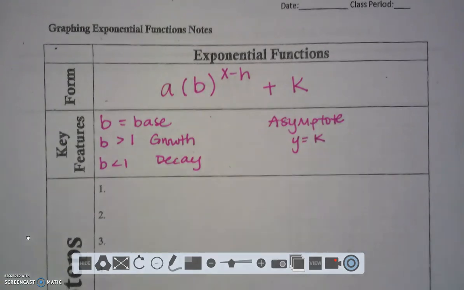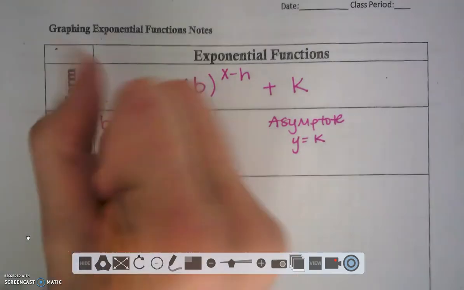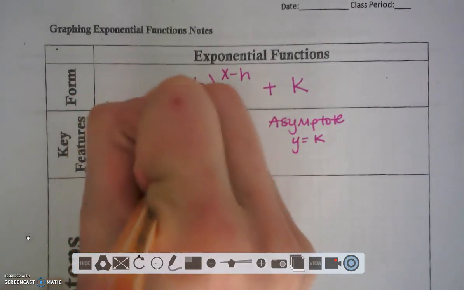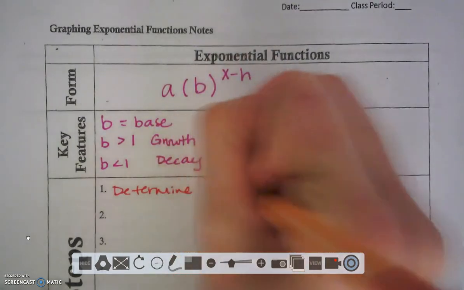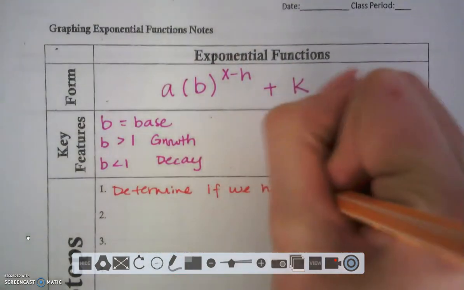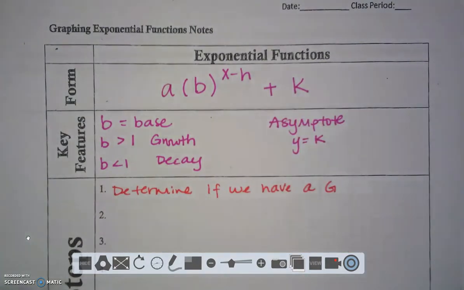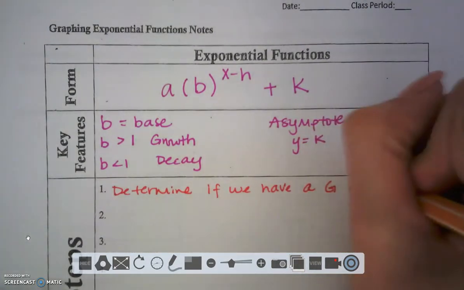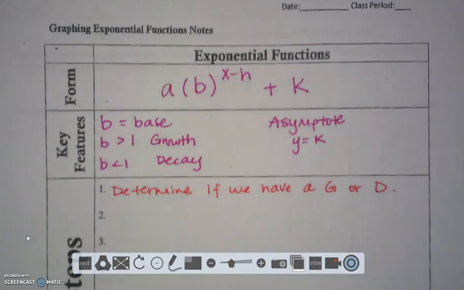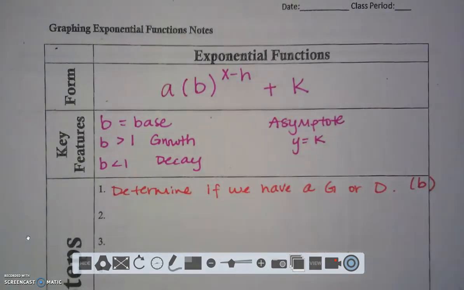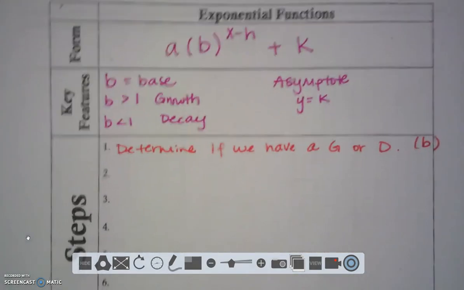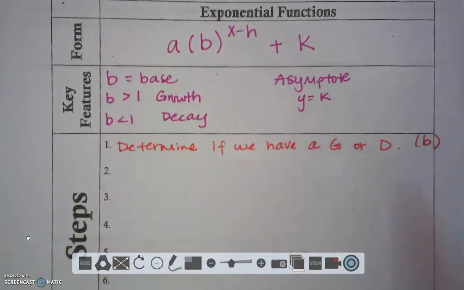When we come across graphing problems, the first thing we're going to do is determine if we have a growth, I'm going to abbreviate that with a G, or a decay, I'm going to abbreviate that with a D. Do we have a growth or a decay? Remember, that's based off of B. That's going to help us determine the shape of our graph.